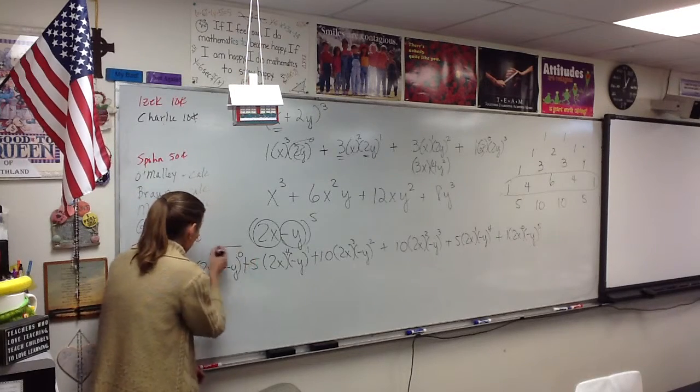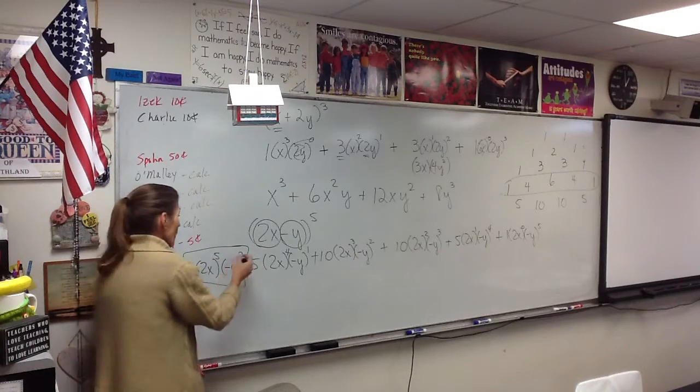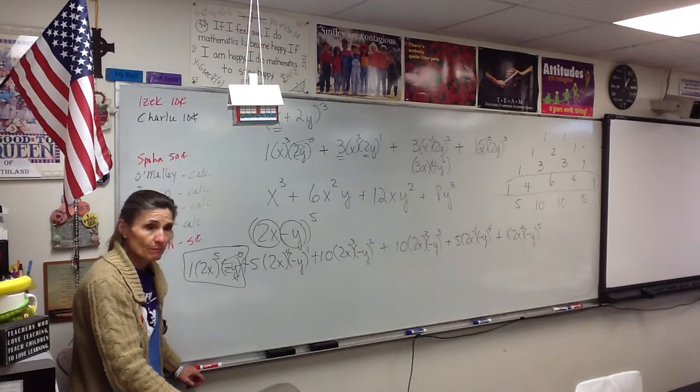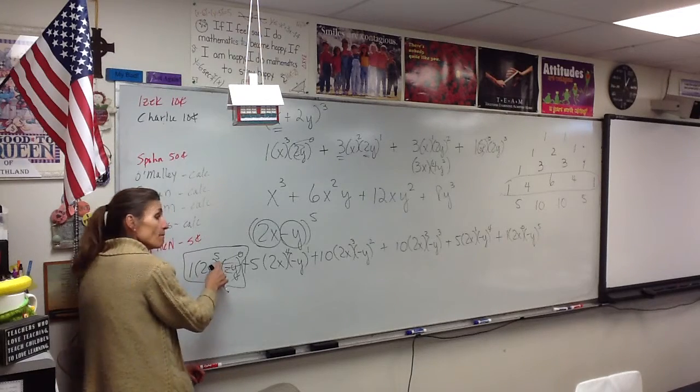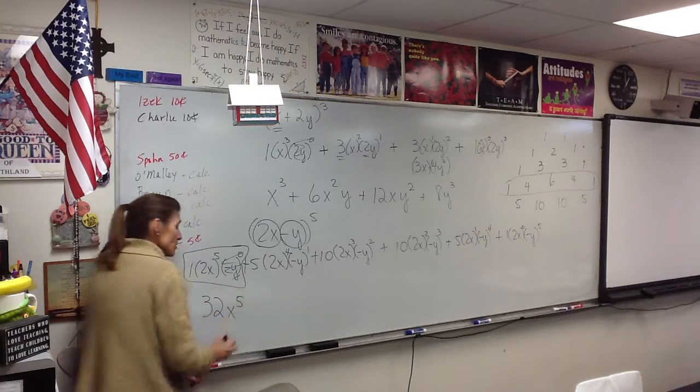This is my first term. This has to be simplified. When it's to the 0, it's just 1, so we can leave it out. 2 to the 5th, 32. x to the 5th. There's your first term.